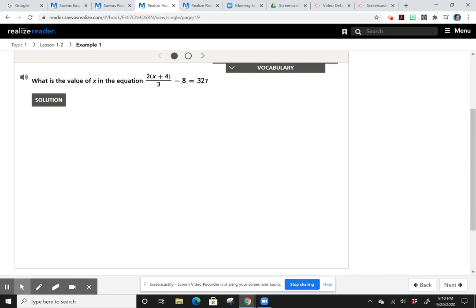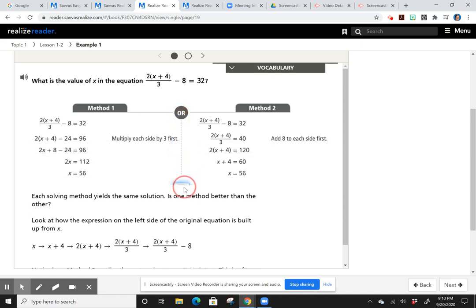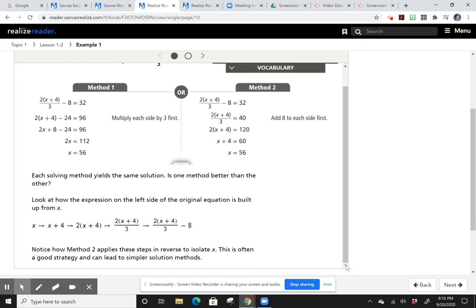So here's the problem that we just did. If you click the solution, it will show you the steps. Now, I personally think video is better than steps, but if you can read and decipher what they did, that's fine too. So it says each solving method yields the same solution. Is one method better than the other? So that's a personal preference. Either method 1 or method 2 will be fine.